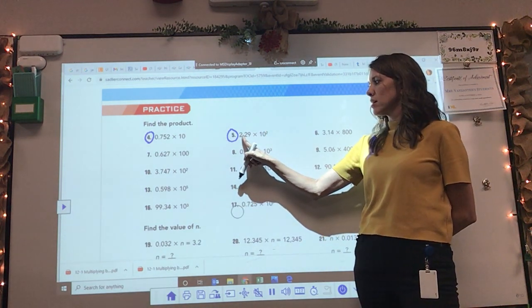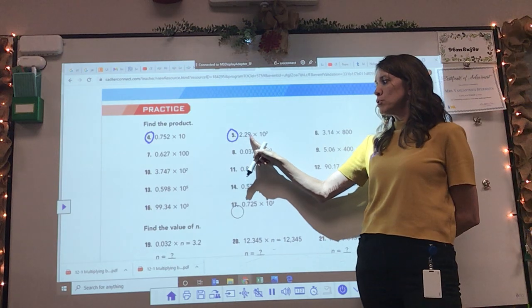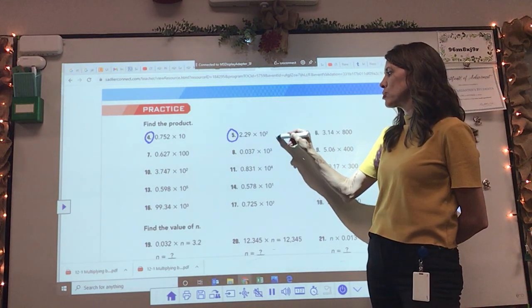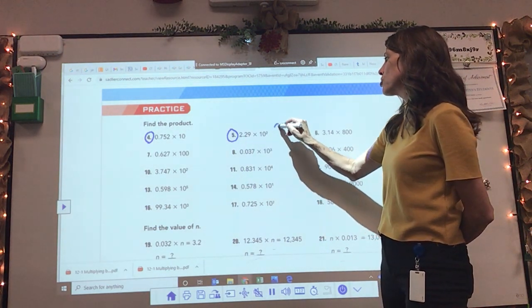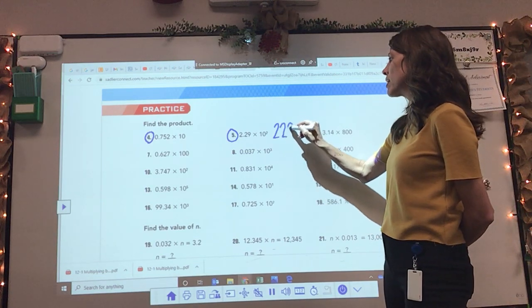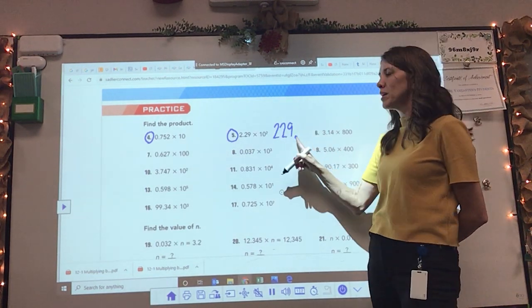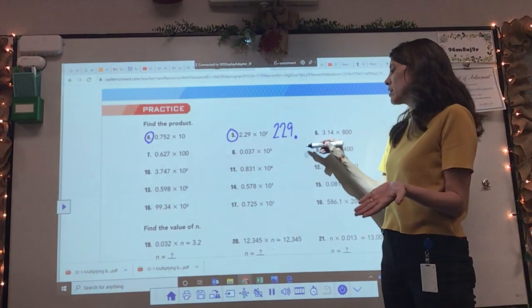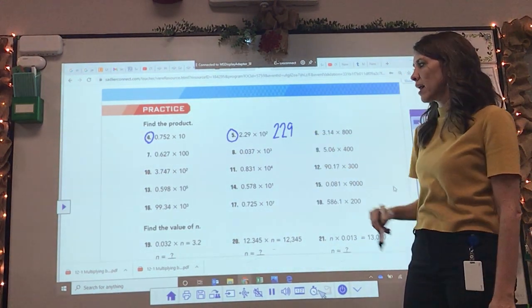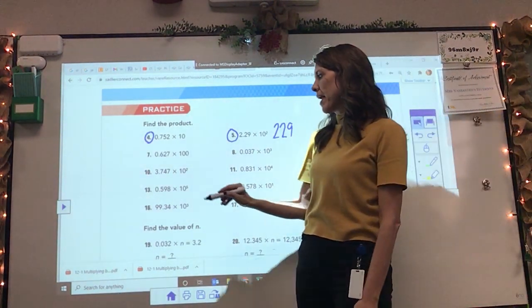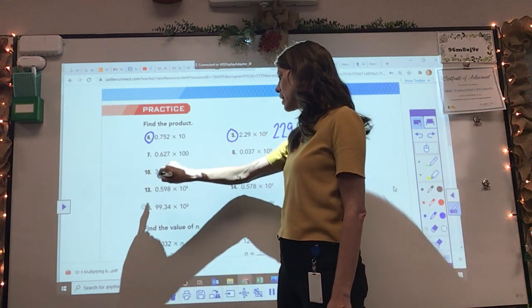How many spots? 2. 1, 2 spots to the right. So now we end up with 2, 2, 9 decimal point. And do we need that decimal point? No. It's a whole number. We can get rid of that. 229. All right, let's skip down to something a bit harder because you guys have got the hang of this.